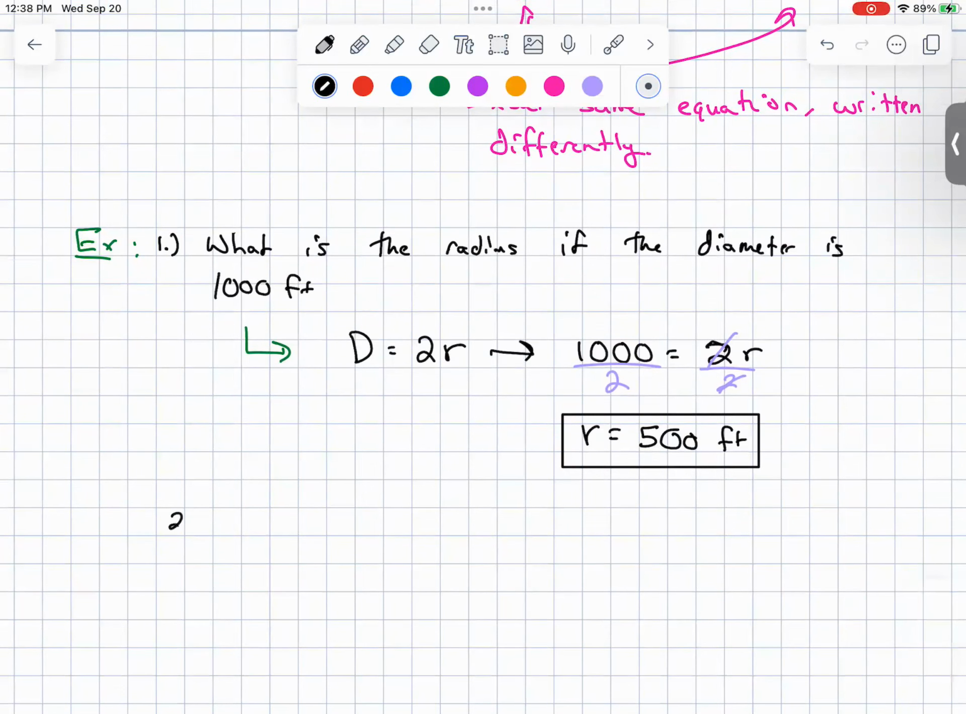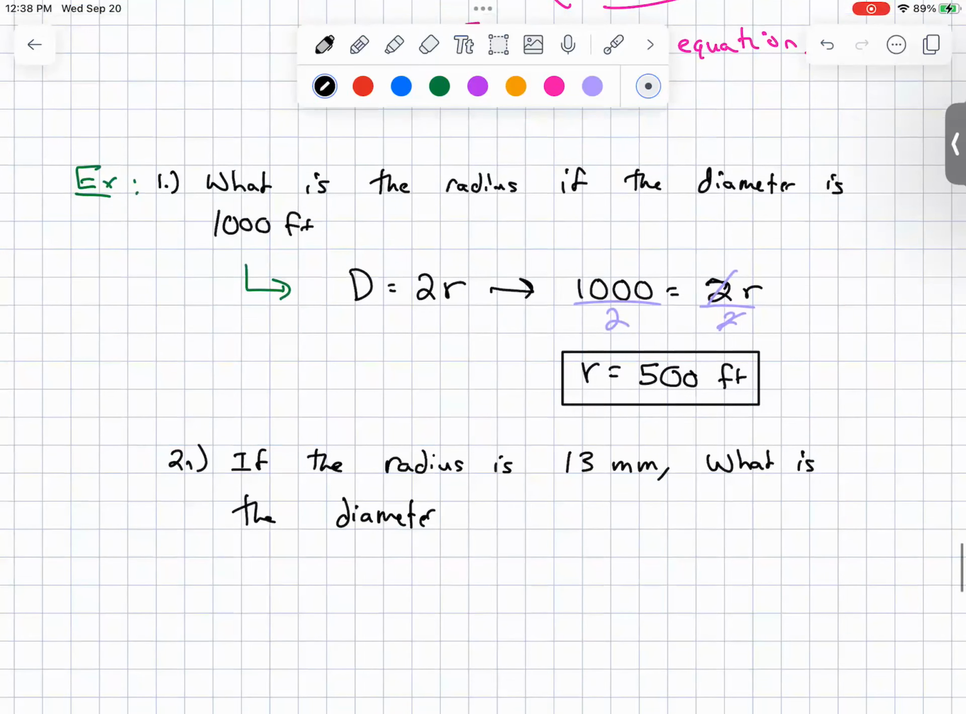And then part 2 is, if the radius is 13 millimeters, what is the diameter? 26 is exactly right. You just double the radius and you get the diameter. But if you want to do it mathematically, D is equal to 2R. We don't know what D is. That's what we're being asked to find. The radius is given to us as 13. So D is equal to 2 times 13, which would be 26 millimeters.